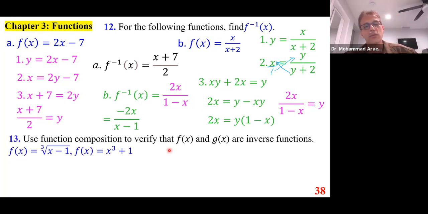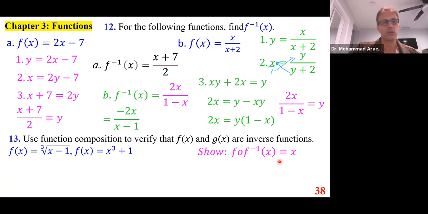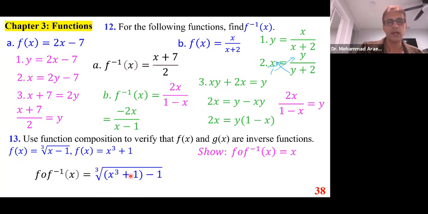And again, I highly recommend you show what we are going to show here, to verify these two functions give us inverse functions. That means look at their f of f inverse. We must show f of f inverse equals x. By the way, one of them, f of f inverse or f inverse of f, makes no difference. And if we do that, we are going to replace the x with x cubed. This positive one will cancel out this negative one. We get x cubed underneath, which is equal to x, and that's a proof.